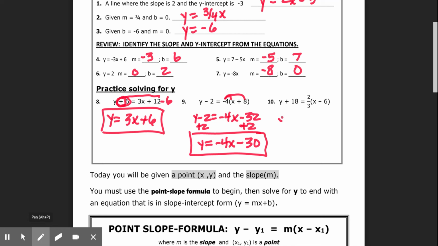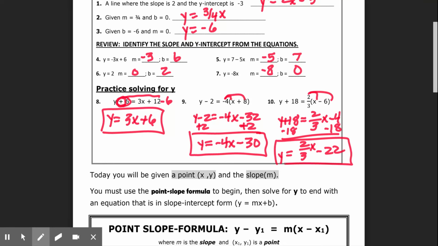Number 10, we have y plus 18 equals, we're going to do the hippity-hoppity, so 2/3 times x is 2/3 x. And then 2 times -6 is -12, divided by 3 is -4. And then we're going to subtract 18 from both sides. So our final answer would be y is equal to 2/3 x. Same signs, add and keep. So it'd be 2/3 x minus 22.